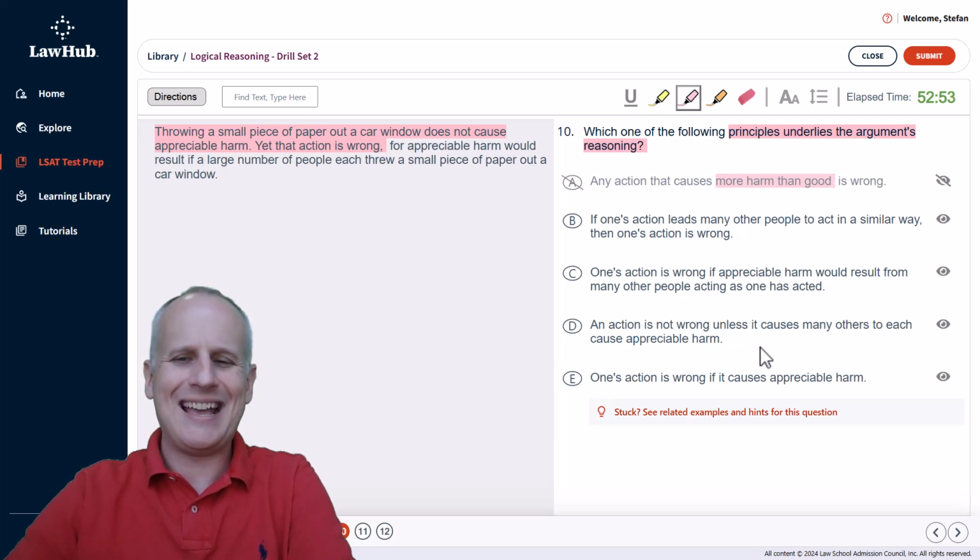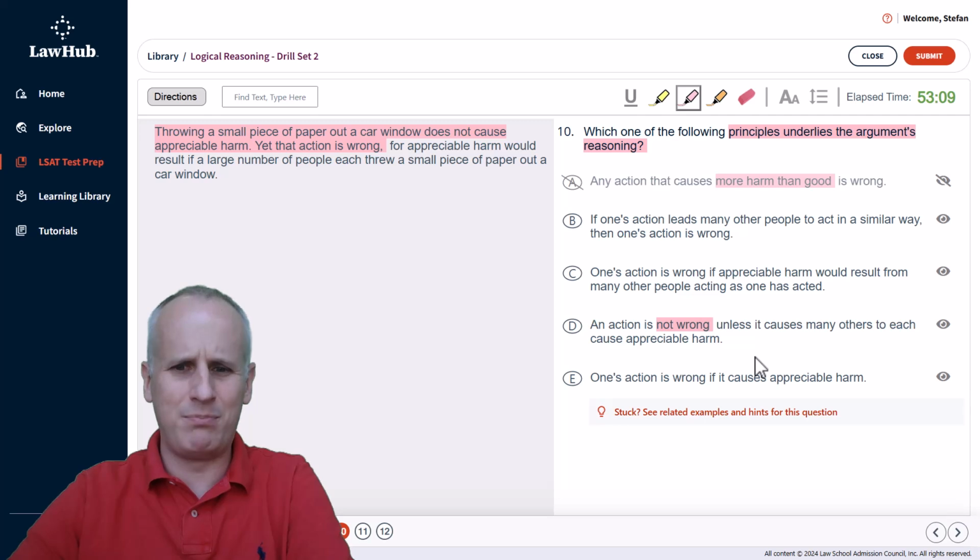Next, with choice D, an action is not wrong unless it causes many others to each cause appreciable harm. Well, talking about actions being not wrong. Well, we didn't talk about an action being not wrong. We're talking about an action being wrong. So as soon as I see not wrong, I can eliminate choice D almost immediately.